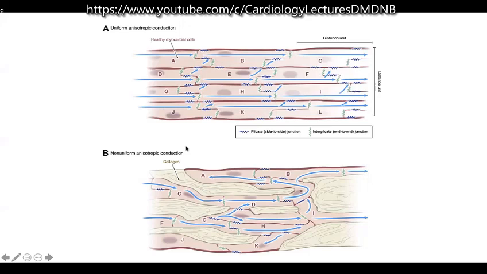But what happens in a diseased state? Suppose you replace this amount of myocardium and these intercalated discs with a lot of collagen fibers. What you see is, for the same distance to traverse, this impulse takes a very long time. It goes roundabout and roundabout, creating a very slow conduction and preparing the substrate for a ventricular tachycardia.